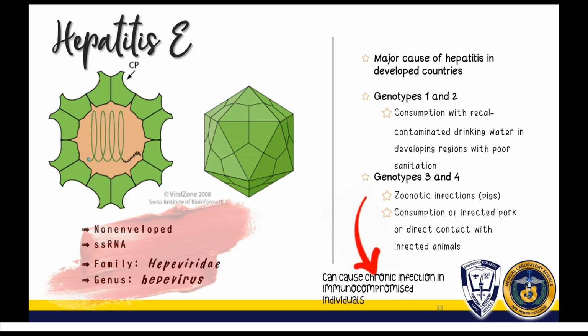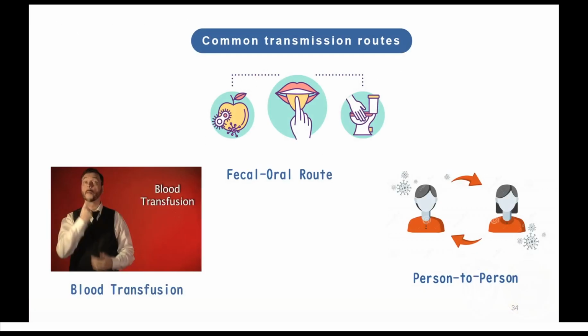The genotype 3 in particular can cause chronic infection in immunocompromised individuals. Transmission for hepatitis E is similar to hepatitis A. There is possible blood transfusion, and person-to-person transmission. But the most common transmission of hepatitis E is actually fecal oral, similar to hepatitis A.